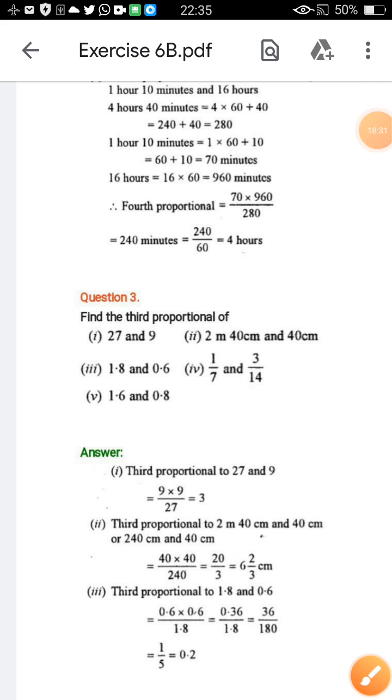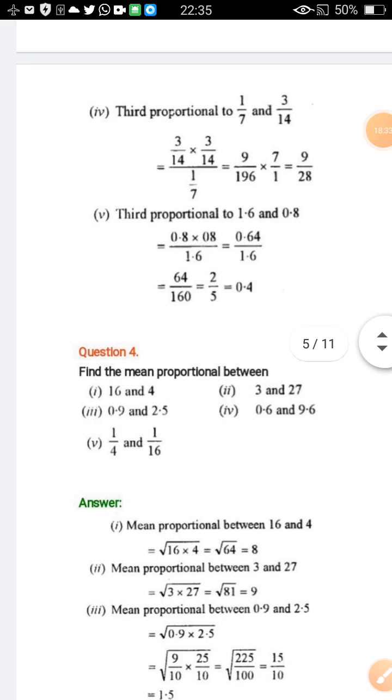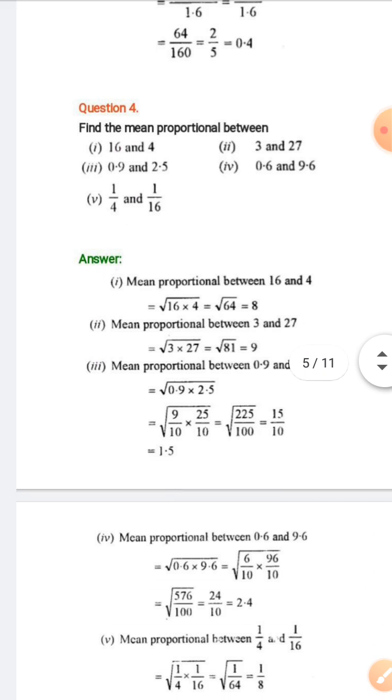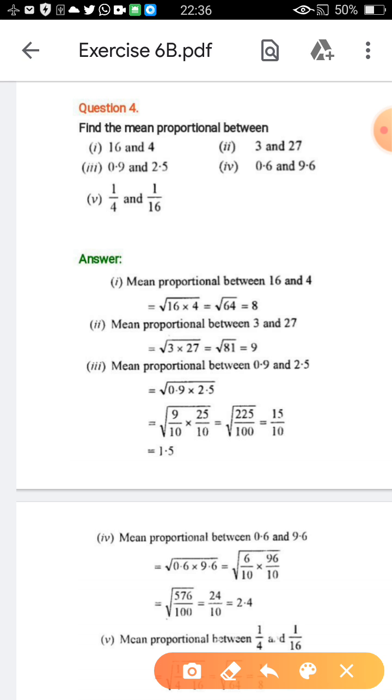Then we will see another problem. Okay, find the mean proportional. How to find the mean proportional? It is very easy. Some questions are given here, so I will take two questions from that. The first one I have taken is the mean proportional between 16 and 4.